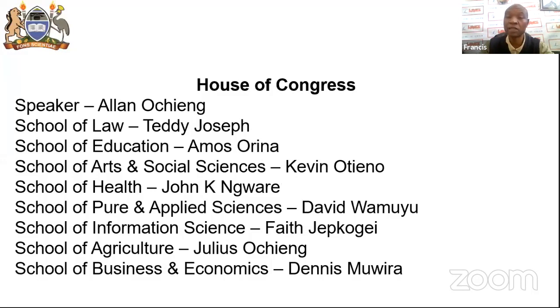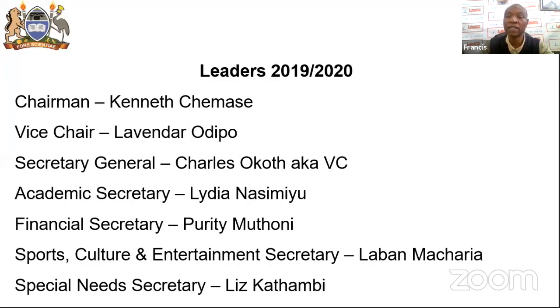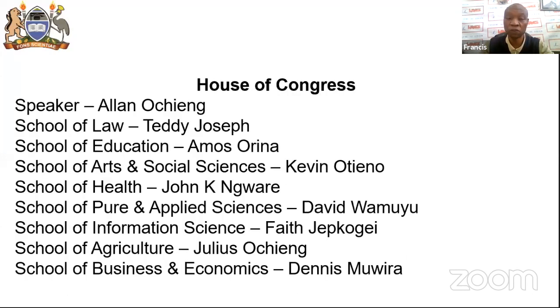Now, the people that I've mentioned here are called the Student Council. The Student Council has 7 members, if you can have a look at that. And then we have the House of Congress. The House of Congress are school or academic representatives from the various schools. And the House of Congress is like a parliament, so it's headed by a speaker. Alan Ochieng is from SPAS.